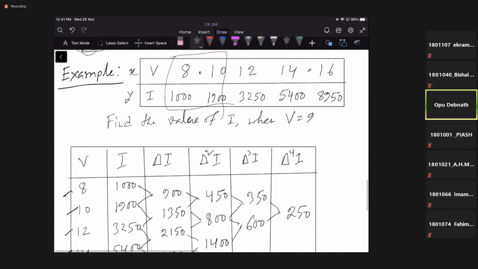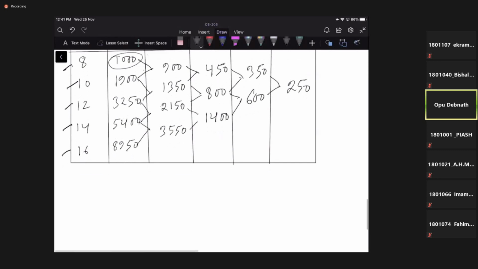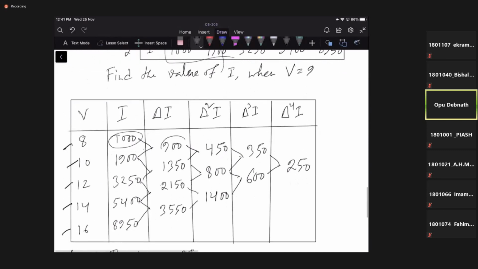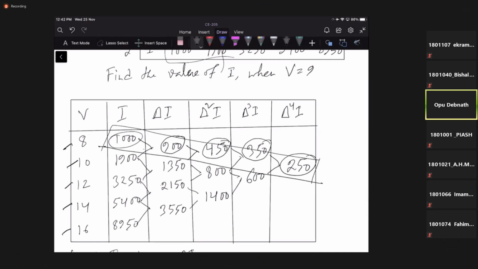Here, y0 means the initial value, this is the I0. Okay, the first value. So in this equation here v0 is equal to 8 and the corresponding I0, that means the first one, is the 0 point, and this is 1000. del I0 means this point, del square I0 this one, del cube this one, that means the upper diagonal of this table. Okay, these values will be used.